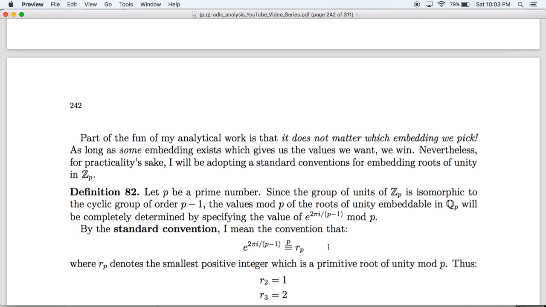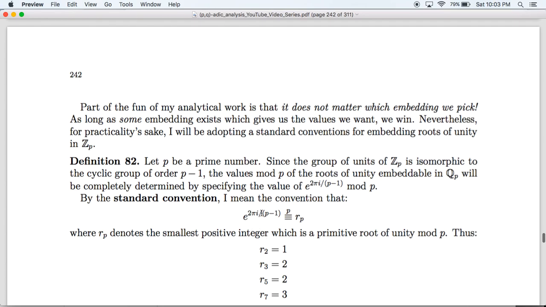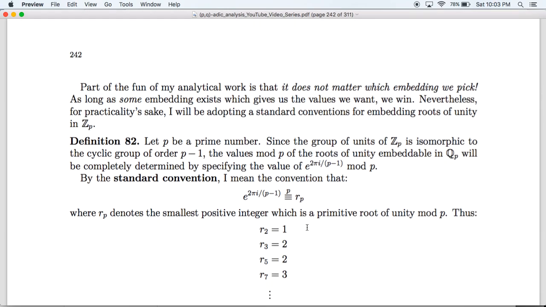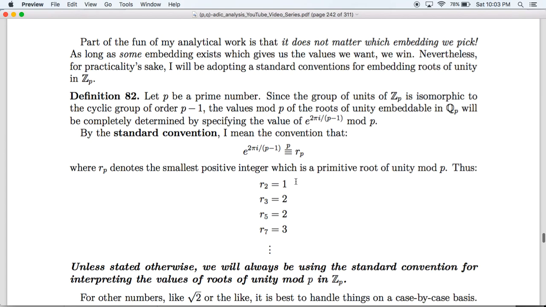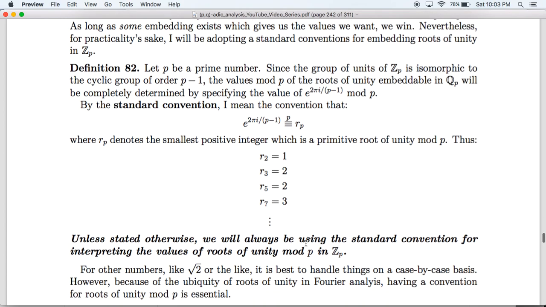The standard convention, as I call it, is going to be the following rule: e^(2πi/(p-1)), wherever it appears, when we interpret it mod p, we're going to define its value to be R_p, where R_p is the smallest positive integer which is a primitive root mod p. That is, R_p is the smallest positive integer such that R_p's powers mod p generate (Z/pZ)^×. So for example, R_2 is 1, R_3 is 2, R_5 is 2, R_7 is 3, and unless stated otherwise, I will always be using the standard convention.